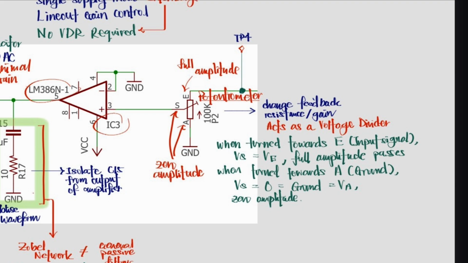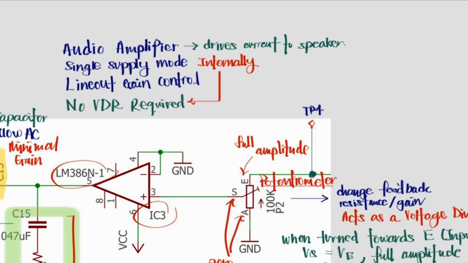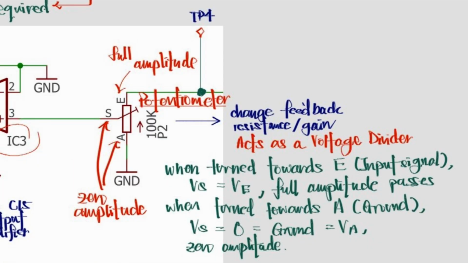That is because IC3, LM386N-1, acts as a single supply mode internally. Being the last stage of the signal processing circuit, it is the only amplifier in the whole circuit to drive current to power up the speaker. The input will first go through the trimmer P2 with a maximum resistance of 100k ohms, where pin E has a full amplitude, while pins A and S have zero amplitude of the input waveform.